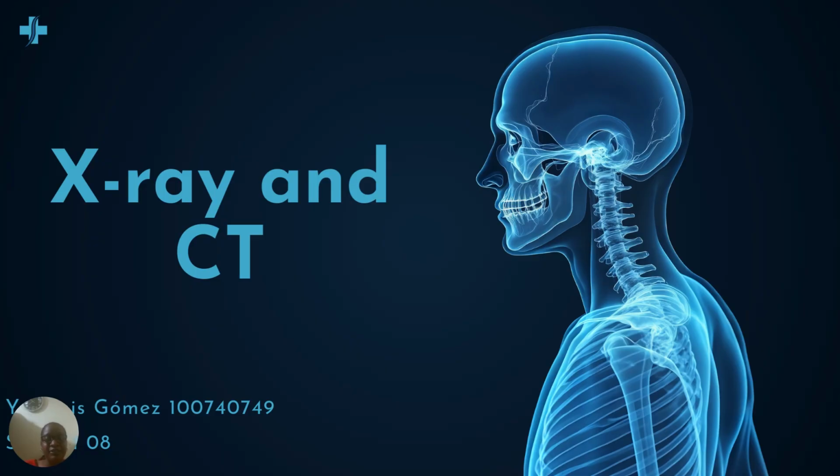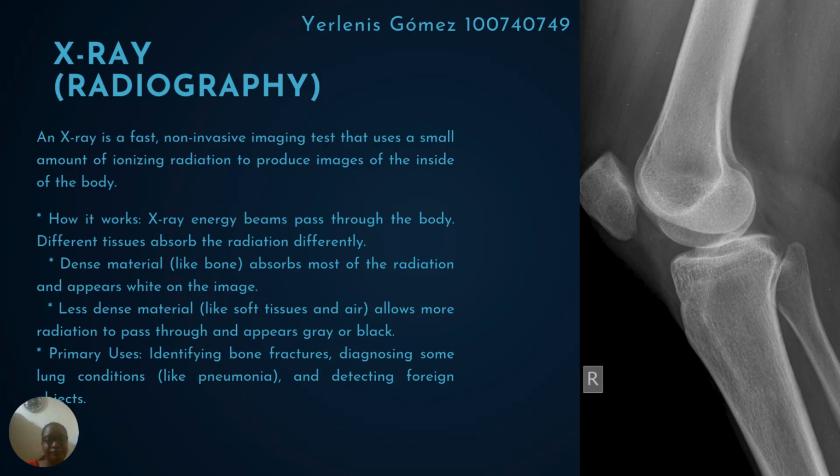For my topic, I chose the X-ray and CT. So let's begin. What is an X-ray? An X-ray is a fast, non-invasive imaging test that uses a small amount of ionizing radiation to produce images of the inside of the body. But how does this work?